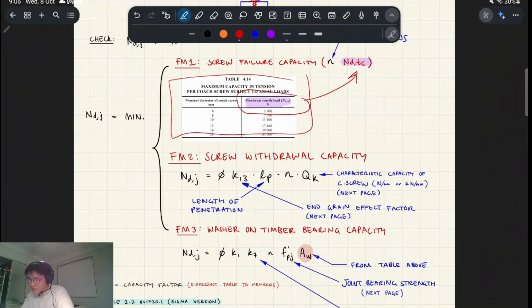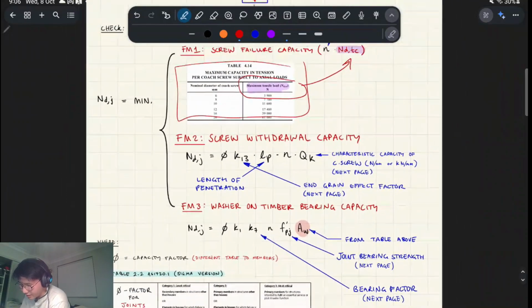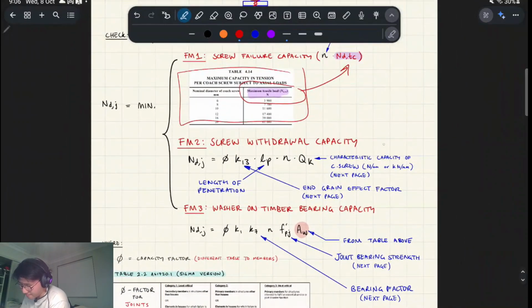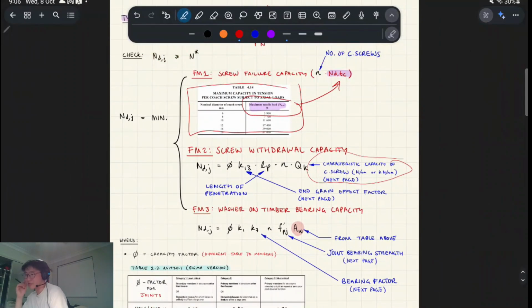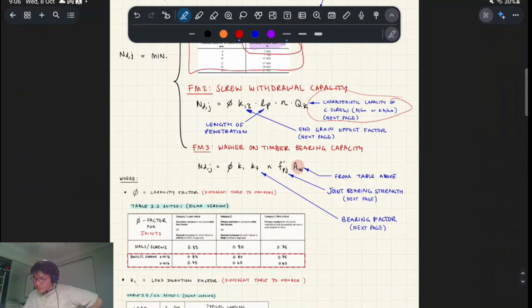What are we talking about? It's a different formula, and there are characteristic capacities for coach screws, which can be different to bolts, in tension. And you just follow through all these formulas.